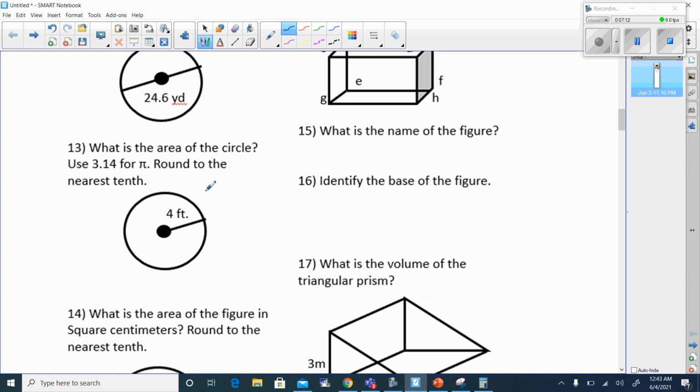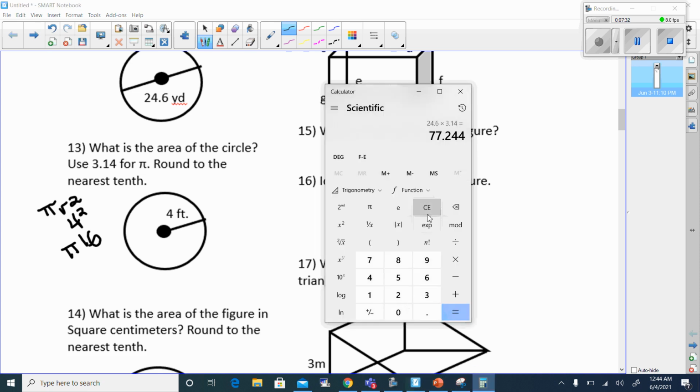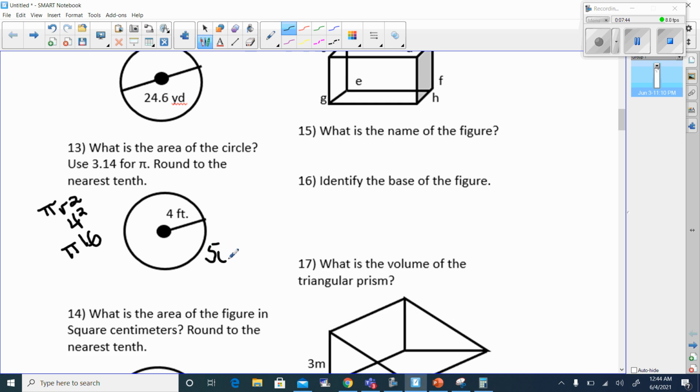All right, let's try number 13. What is the area? The area of a circle is pi r squared. And the radius is 4, so that radius squared can be 4 times 4, which should be 16. Now I'm going to multiply 16 times 3.14. Well, 16 times 3.14 is going to equal 50.24.